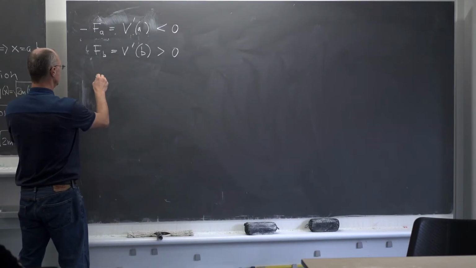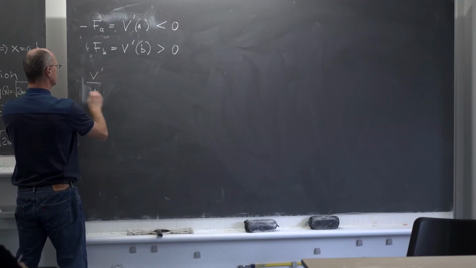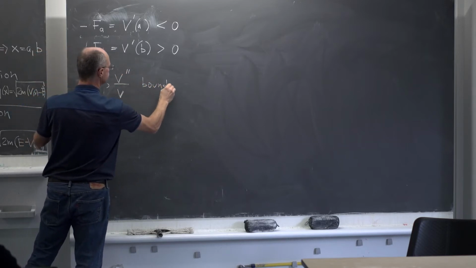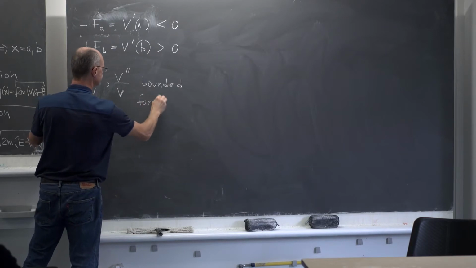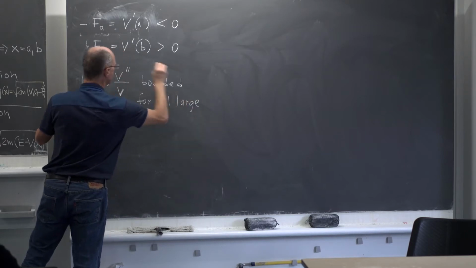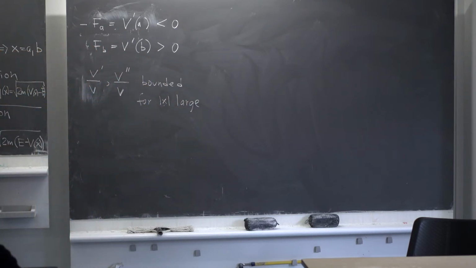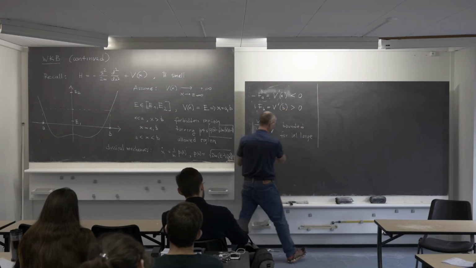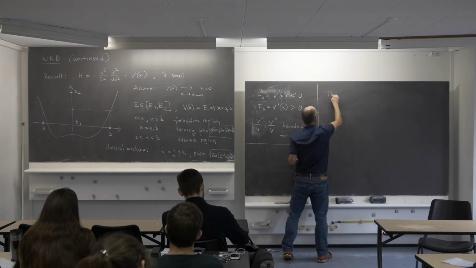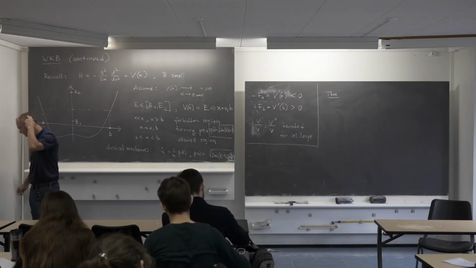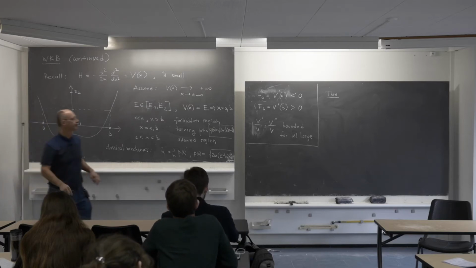And we also assume that V prime over V and V double prime over V are bounded for x large. So somewhere going to infinity in both directions, those two quantities are bounded. Well, lots of assumptions. Now, we're formulating the following theorem based on those assumptions.